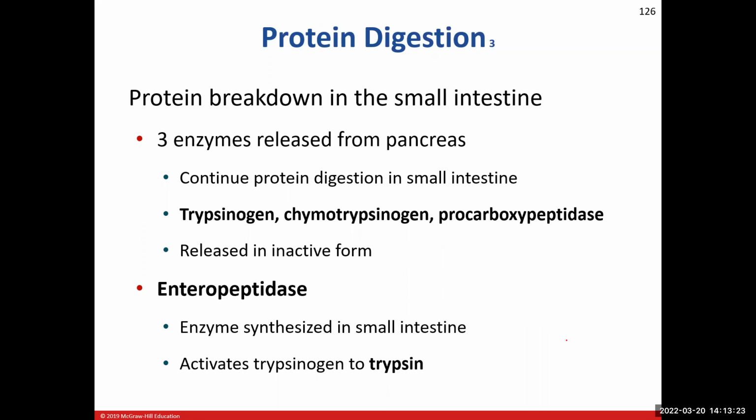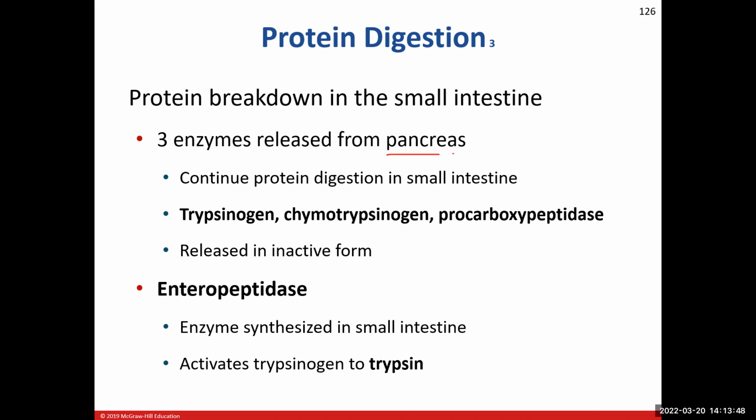Okay, so let's talk about how we're going to break down our proteins in the small intestine. We talked briefly about how we did it in the stomach. That low pH, that hydrochloric acid, will denature proteins and start to break them down into smaller chunks along with pepsin. Now we're going to continue that in our small intestine thanks to the pancreas.